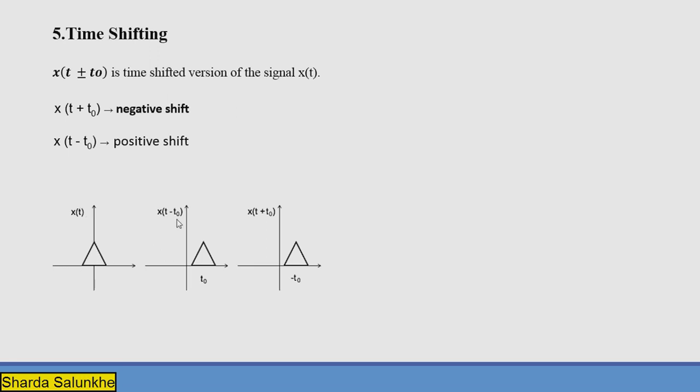So this is your original signal, and if you shift it to x of t minus t0, you will get the right shift, and if x of t plus t0, you will get the left shift.